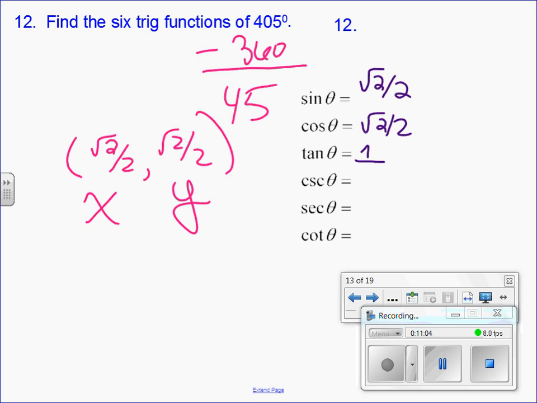Cosecant, we would reciprocal to sine. Secant, we'd reciprocal to cosine. And tangent, or cotangent, we'd reciprocal to tangent.